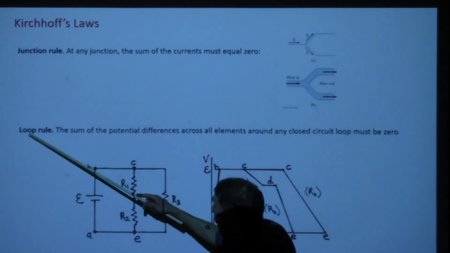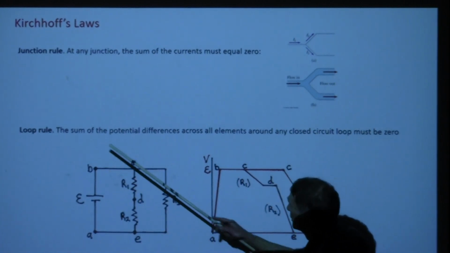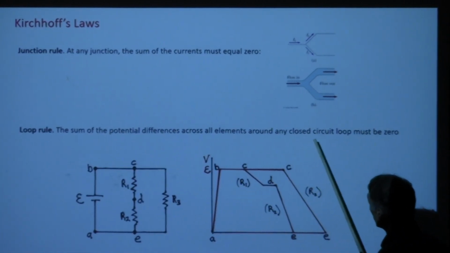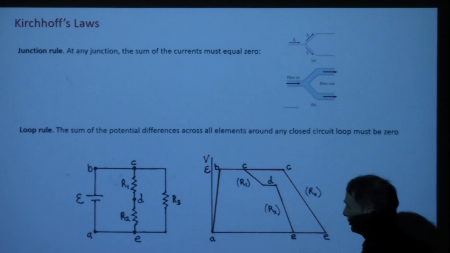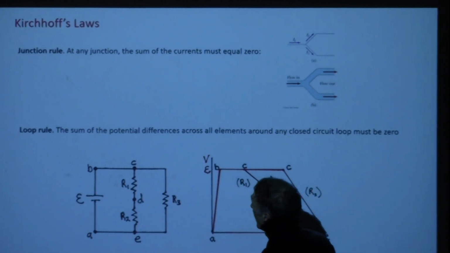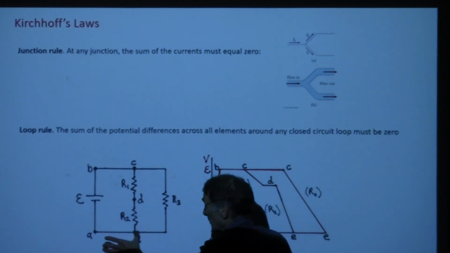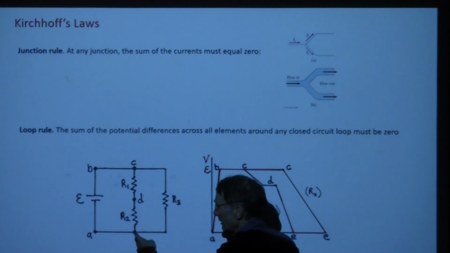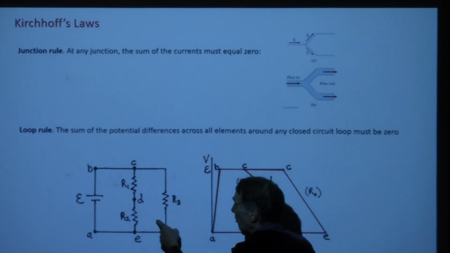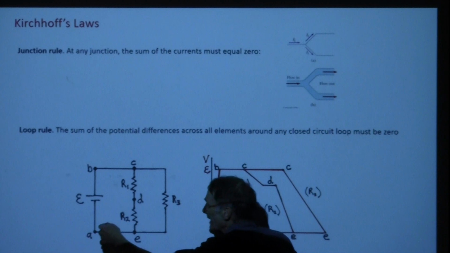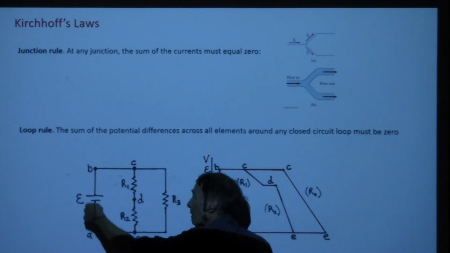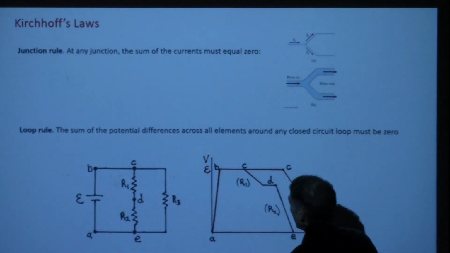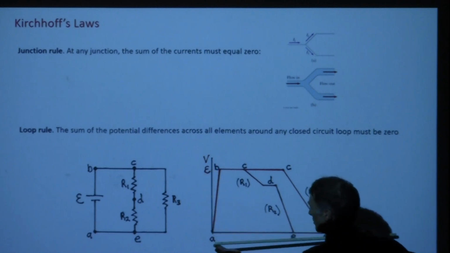And then we also have this loop rule, which applies to the potential differences across the elements as we go around the circuit. So here's just a simple one that we could do with the other method, but let's just look at it from the point of view of energy. The idea that the EMF of the battery raises the potential, and think of this as kind of a potential energy thing.